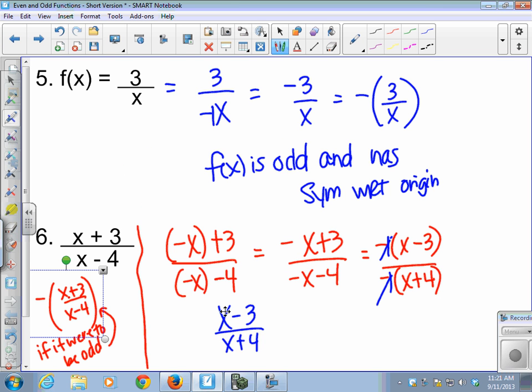You can see that we're missing a negative in front of this x right here. So even though these two signs are opposite, this is still not the opposite of what I started with. So this is not going to be an odd function. So you would say f of x is neither, and has no symmetry. And we're going to do another one like that in just a second.